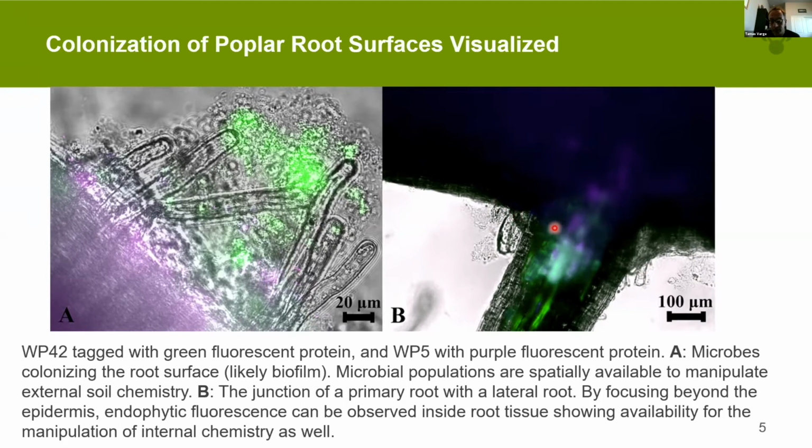In the other picture, I'm showing a lateral root section on the primary root. Here we can see that the bacteria are beyond the epidermis, so they are basically inside the root tissue, suggesting that they are available for the manipulation of the internal chemistry as well.